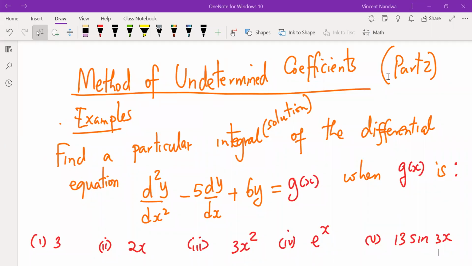Welcome. In this session, we work out particular integrals of solutions of the non-homogeneous second-order differential equation using the steps that we discussed in the previous class. The question is to find a particular integral or a particular solution for the differential equation y double prime minus 5y prime plus 6y equals g of x, when g of x is either 3, or 2x, or 3x squared, or e raised to the power x sine 3x.